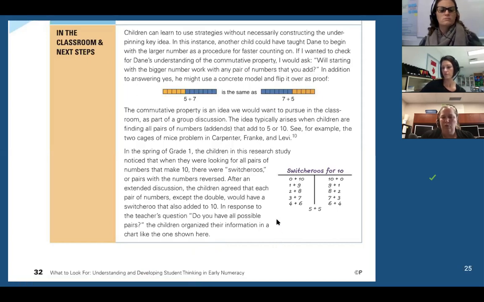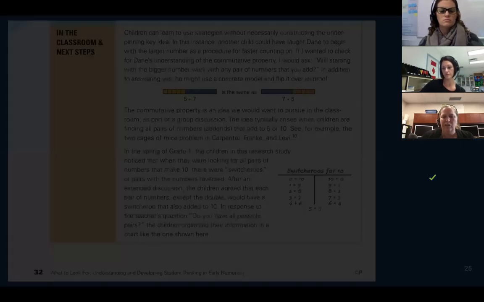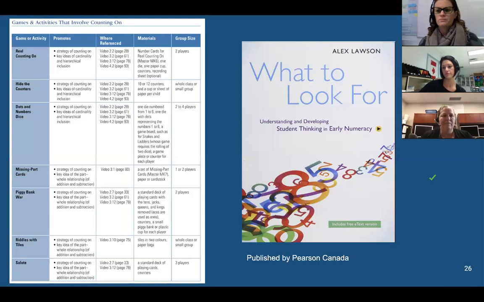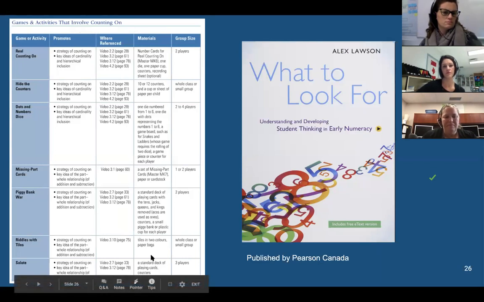They also would have done some number talks in the classroom, and I know you guys do. Oh, sorry, I'm jumping ahead of myself. There are also some games that they would have done from the book. So here's the games chart that helps to build counting on, and that idea of cardinality. So here's that real counting on that you mentioned earlier.